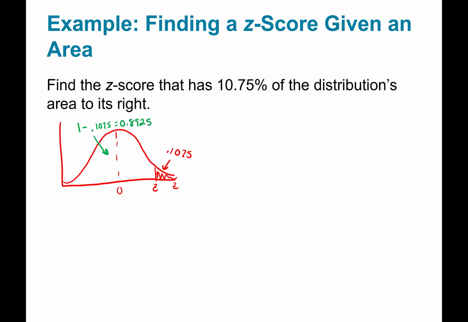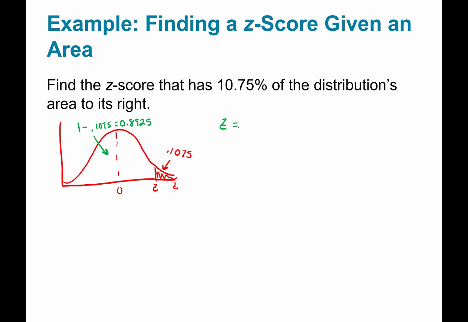And this is going to be the value that we can then look up on the table. So we know we have 89.25% of our area to the left of this z-score. Because it's larger than 0.5, we know z is going to equal some positive value. So now we just look up, do the same thing we just did on the last one.